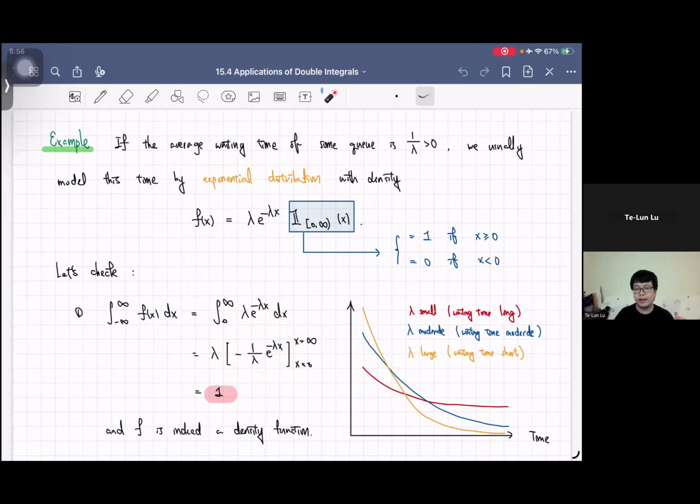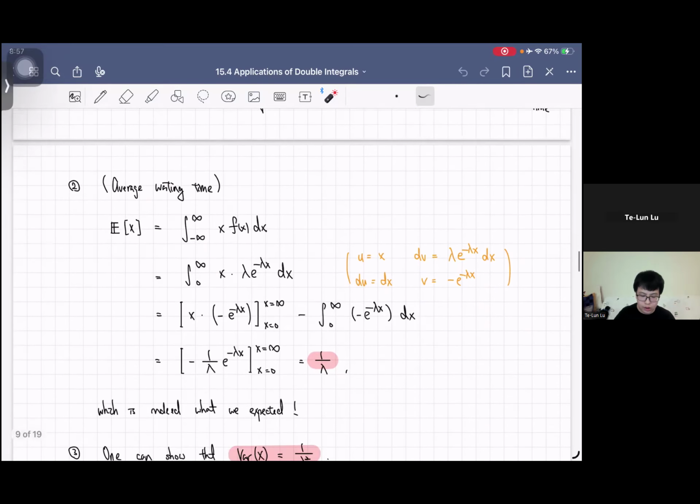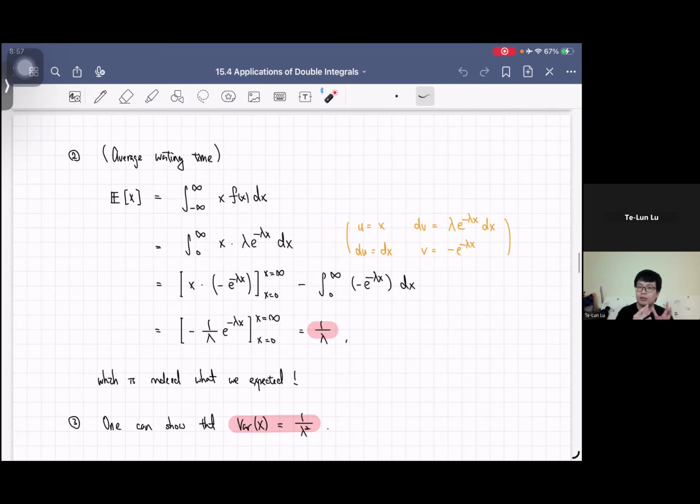Therefore, f is indeed a density function. The whole area here is always 1, whatever lambda is. Lambda represents a statistic that corresponds to the average waiting time, and that is what we're doing now. So that is actually verified that this model is a good model, meaning that the mean of this distribution actually reflects the waiting time. So let us compute the expected value.